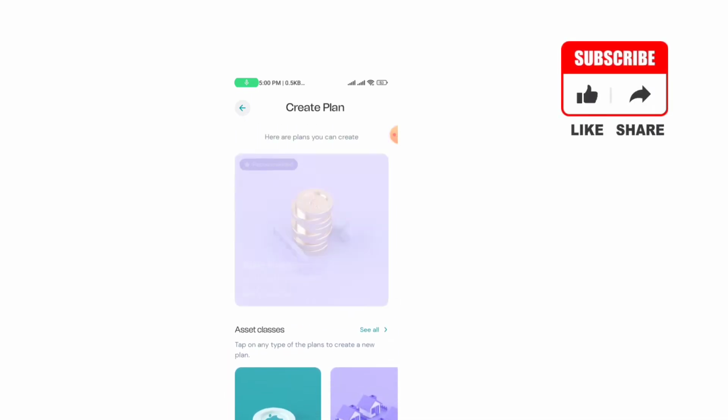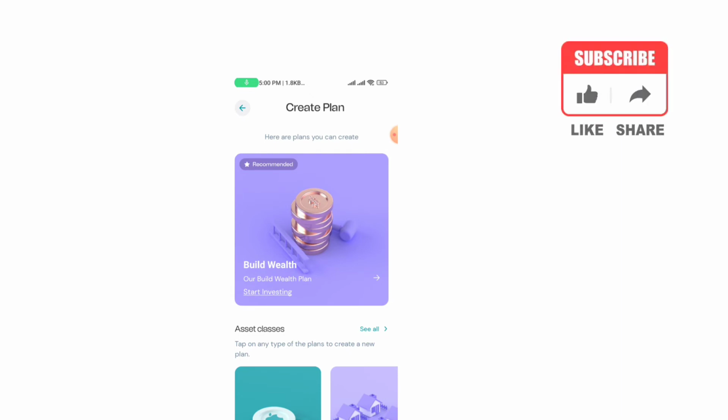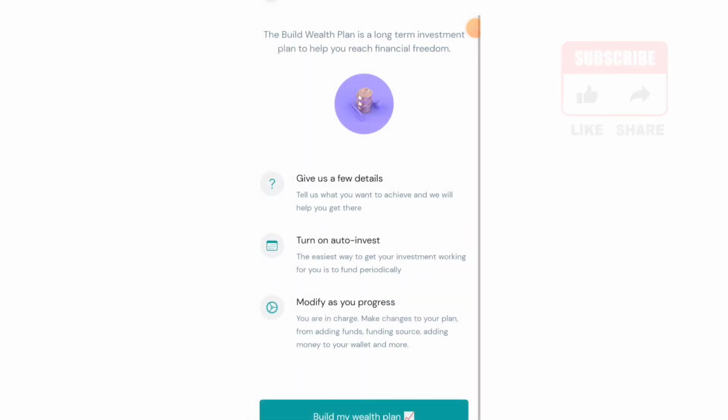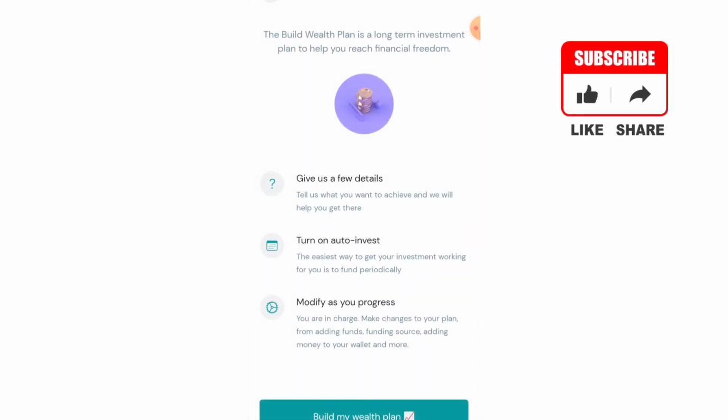Okay, you can also build wealth. This is a long-term investment plan to help you build. So for the build wealth option, you can click on start investing. Please note that this is a long-term investment to help you reach financial freedom. It is not something that you can save in 3 months or a month or something. So give us a few details. They will ask for a few details, what you want to achieve, so they can help you get there. Then you modify your progress. You are in charge.